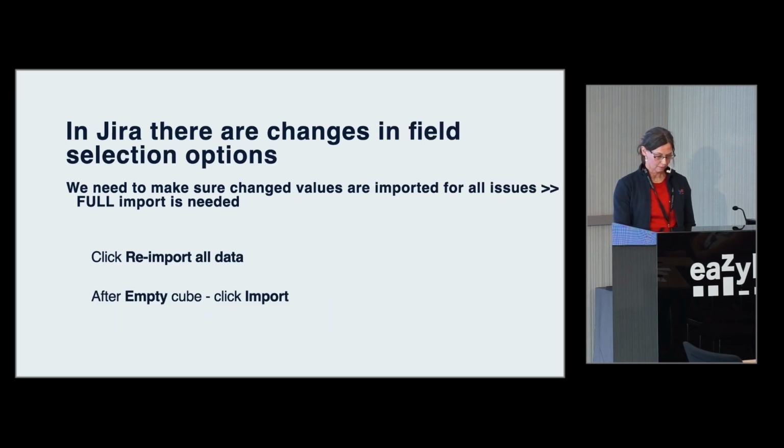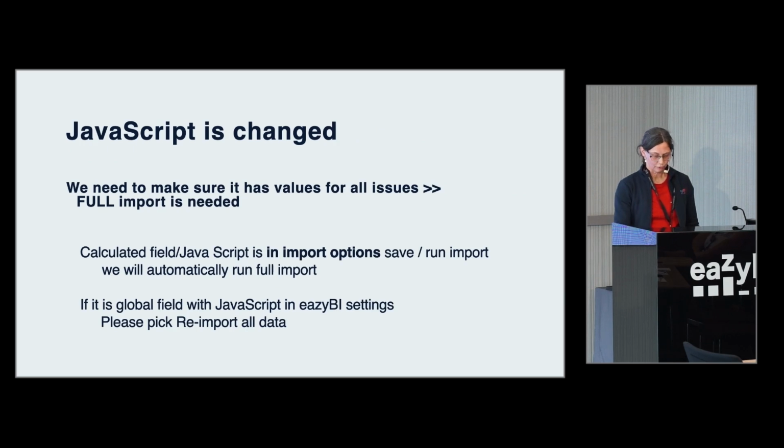Another typical option is for issue links. Also, if the logic changes, for example, inward type, outward type, link type, or issue type changes for the issue link description, it also changes the logic, and you need to make sure that data is reimported with a full reimport.